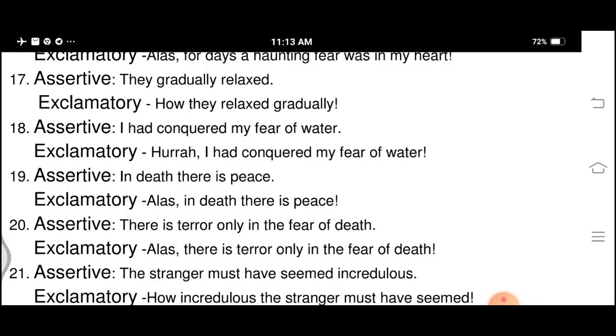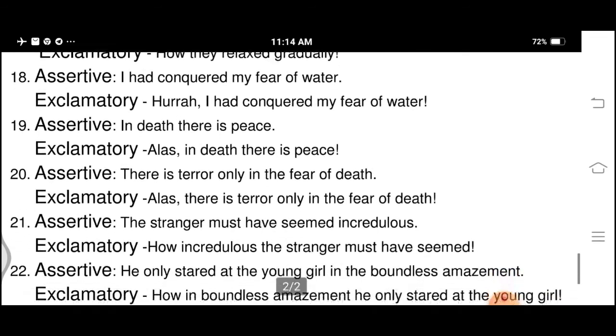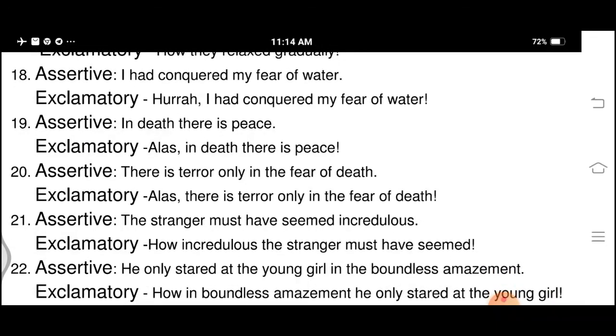They gradually relaxed. How they gradually relaxed. How they relaxed gradually. Assertive: I had conquered my fear of water. Hurrah! Here is the joy. You can understand the sentence. Here joy has been shown in this sentence, excitement. That is why you have to use hurrah. Hurrah, I had conquered my fear of water! At the end of every exclamatory sentence, you have to put an exclamation mark.